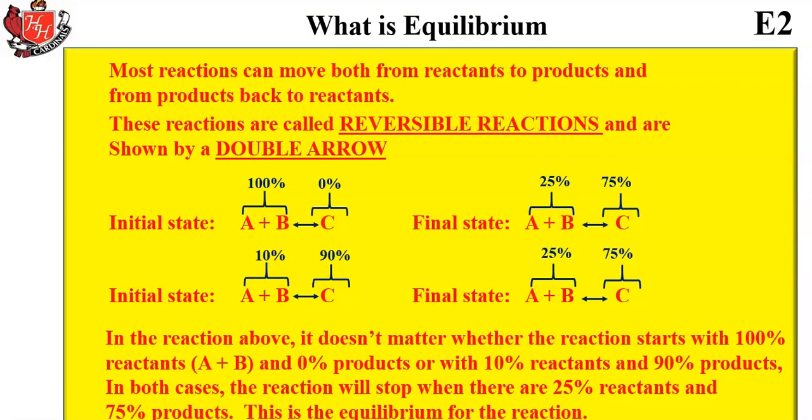All right, so most reactions can move from both reactants to products and from products back to reactants. These reactions are called reversible reactions and are shown by a double arrow. And again, the way we're going to show it is just this double arrow, but we showed you in class how the arrow is actually usually written, and your textbook would demonstrate the way that arrow is actually written. But it's an arrow or two arrows, one going in each direction.